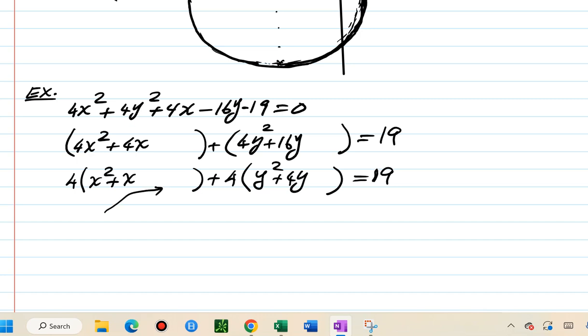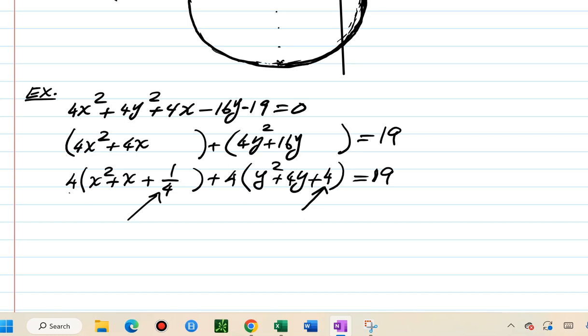Now, what do we add inside parentheses? Remember, half of the coefficient on x, that's half of 1, and then you square it. So half of 1 is 1/2, squared is 1/4. So that's plus 1/4. Plus, in this one, half of the coefficient on y, 4, is 2. 2 squared is 4, so we're going to add 4. Now, got to be careful. What do we add to the other side? Well, it looks like we added 4 here, and 1/4 here, right?